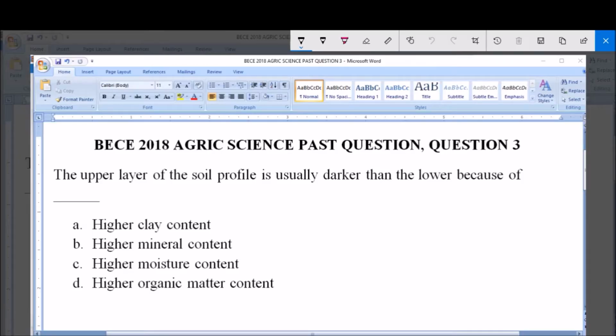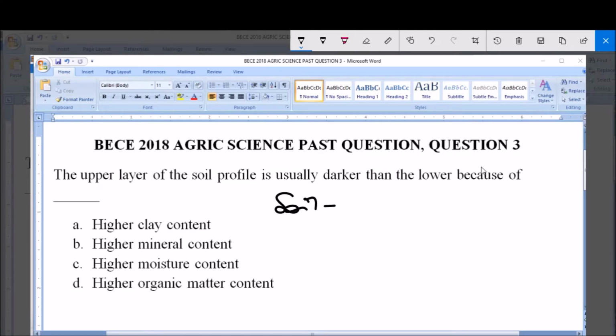Today we're going to be dealing with BECE 2018 Agri-Science Past Question, Question 3. The upper layer of the soil profile is usually darker than the lower because of dash. A. Higher clay content, B. Higher mineral content, C. Higher moisture content, and D. Higher organic matter content. Now, before we answer this question, let's just briefly look at the meaning of soil.